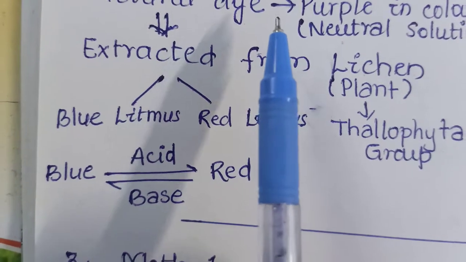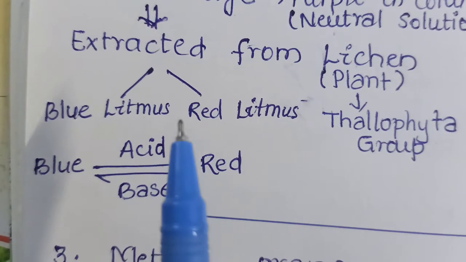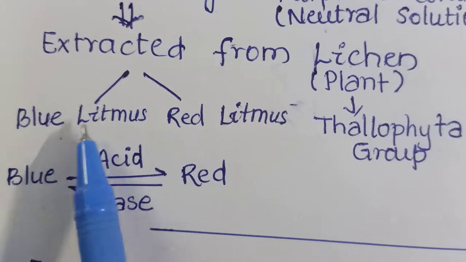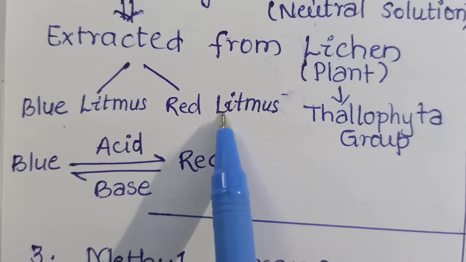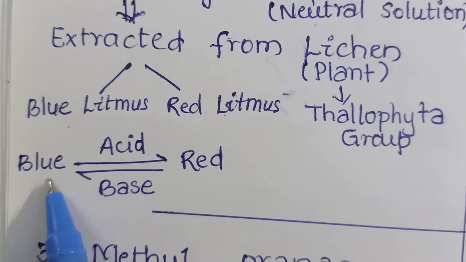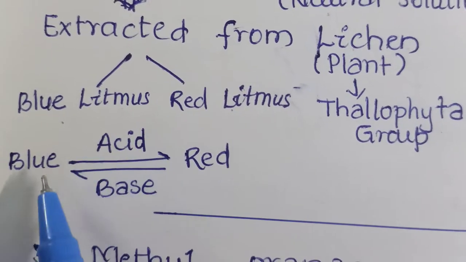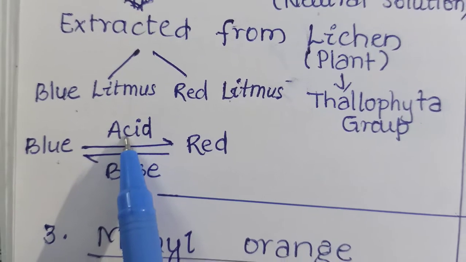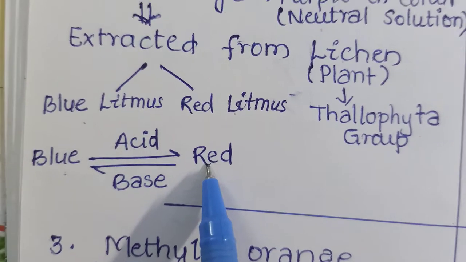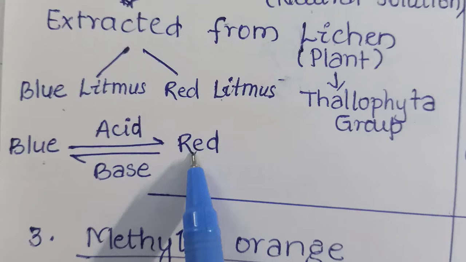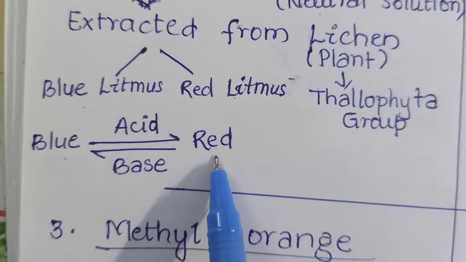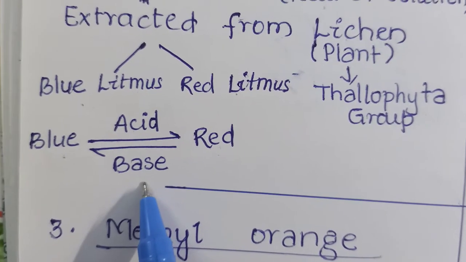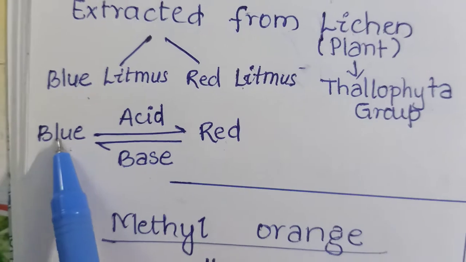Litmus solution is of two types. The first one is blue litmus and the other one is red litmus. When blue litmus is treated with an acid, it turns red. When red litmus is treated with a base, it turns blue in color.